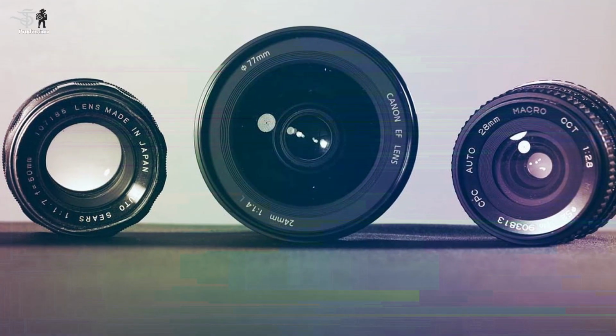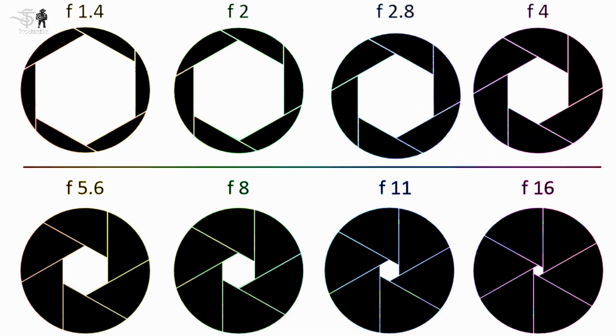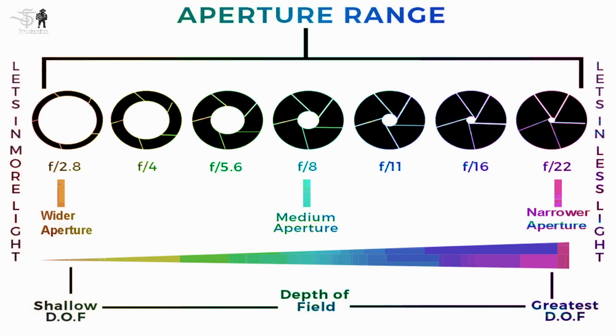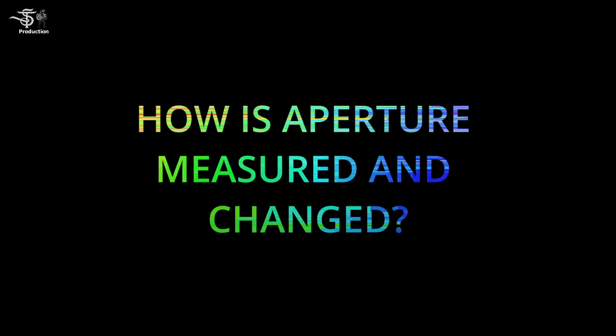Choice of aperture can be used for a creative effect, but there are also consequences of using different apertures, which are tackled in a moment. But when talking about light and exposure, a wider aperture allows more light, narrow apertures allow less. How is aperture measured and changed?